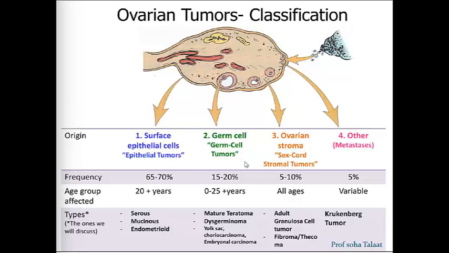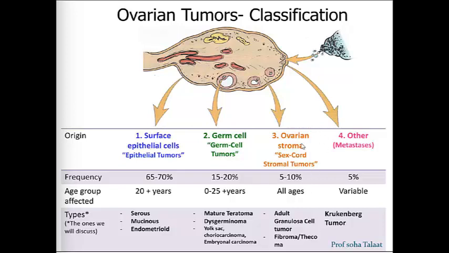And then the germ cell tumors. The germ cell tumors represent 15 to 20%, in those more than 25 years old. Mature teratoma is the most common, and we have dysgerminoma mainly in teenagers and the young age group, yolk sac tumor, choriocarcinoma, and embryonal carcinoma.